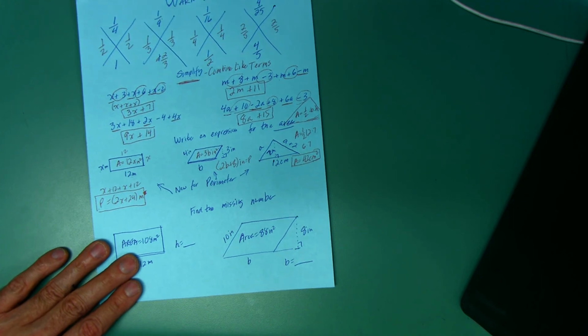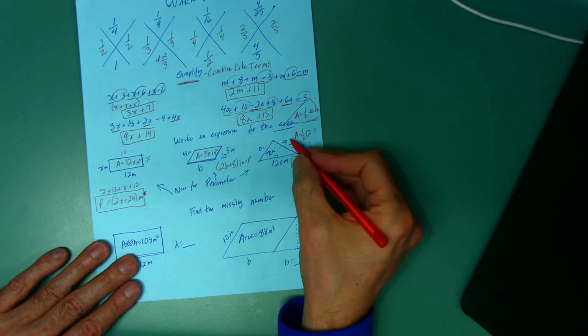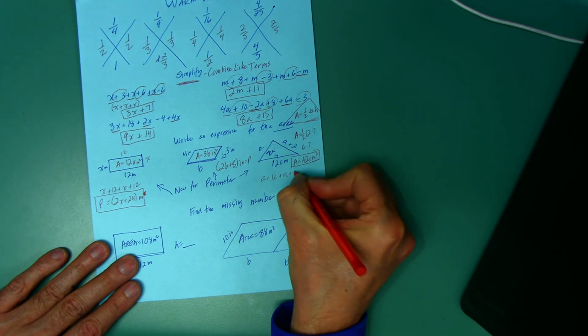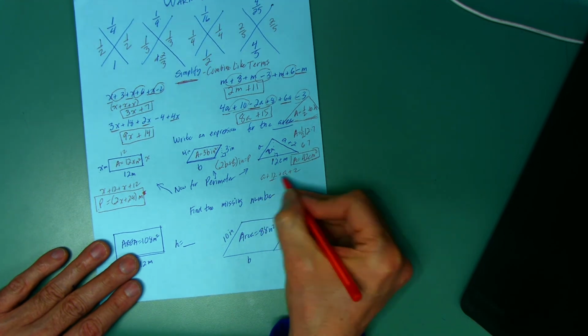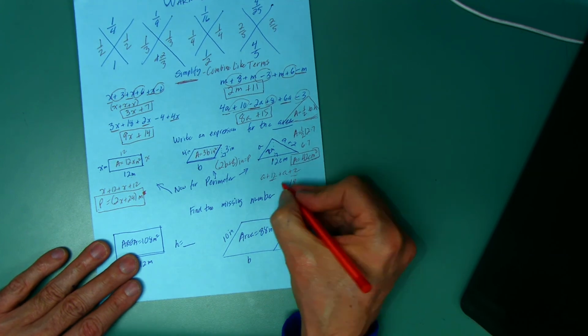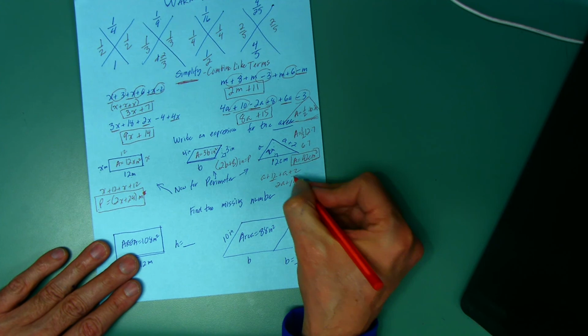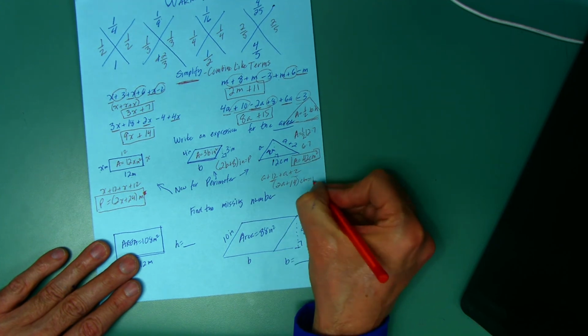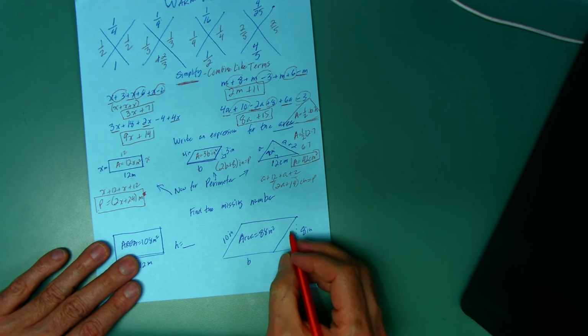Okay, triangle. I have a plus 12 plus a plus 2. A plus 12 plus a plus 2. I'm going to combine the 12 and the 2 to get 14. And the a plus a equals 2a. 2a plus 14 centimeters equals the perimeter. Okay.